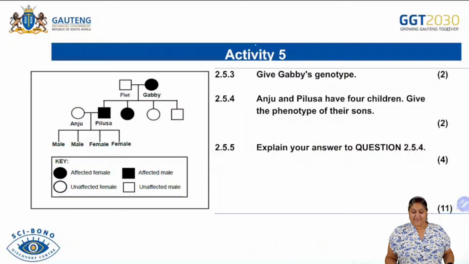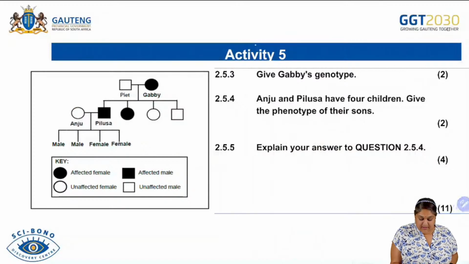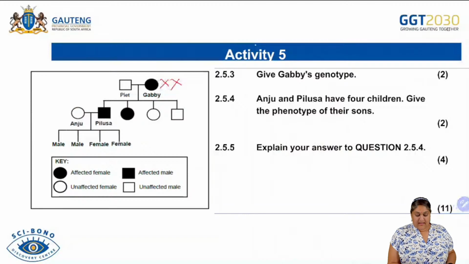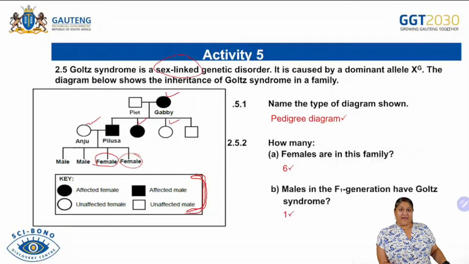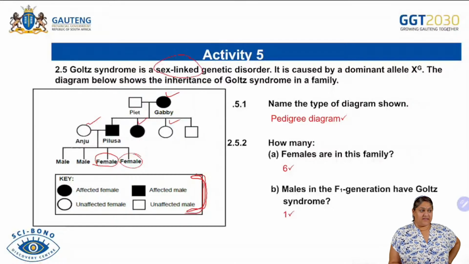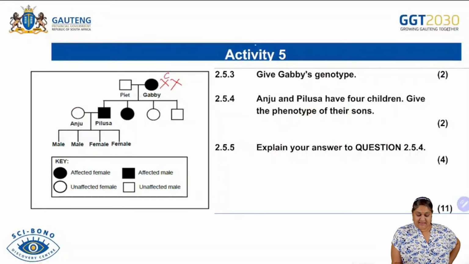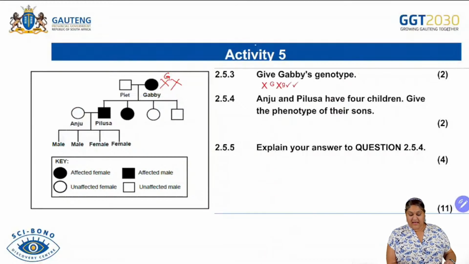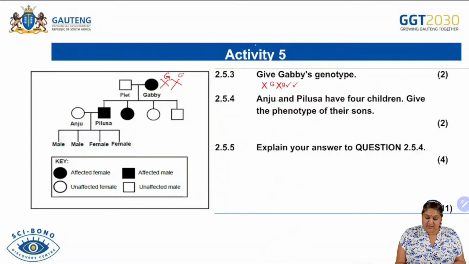Now we need to give Gabby's genotype. So now here's Gabby. Okay, Gabby is a female and Gabby is affected. So Gabby has the characteristic. Let's just go back to say, you see, it's caused by a dominant allele. So Gabby only needs to have one allele to be affected by the characteristic. So this one is definitely a capital G. Okay, so we work it out, and it's going to be capital G and a small letter g.